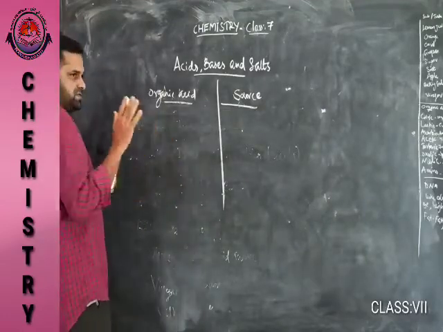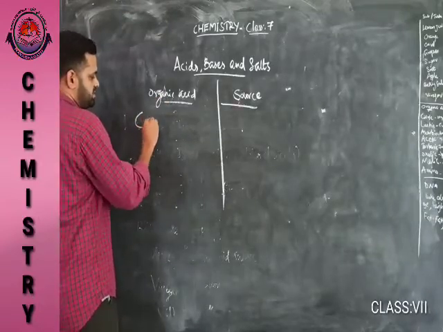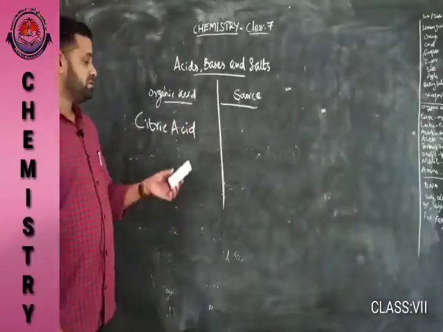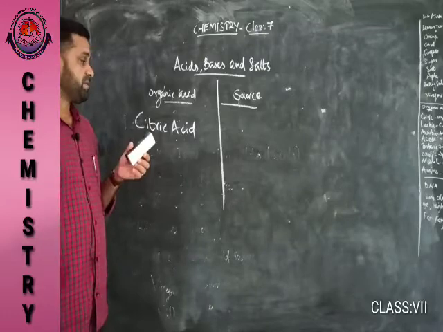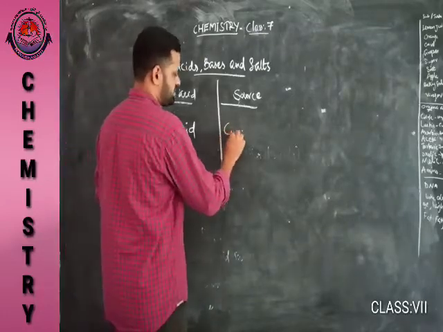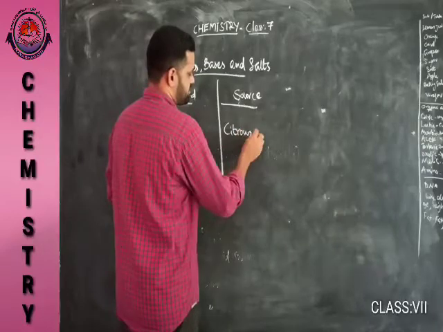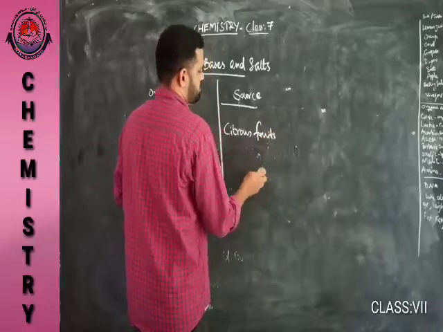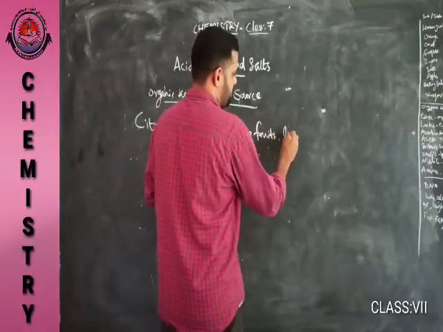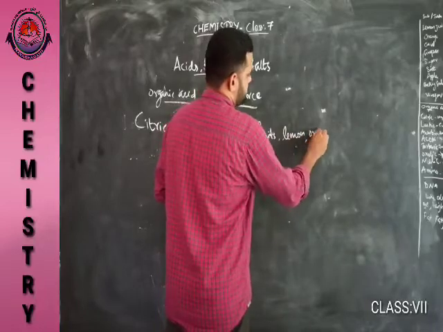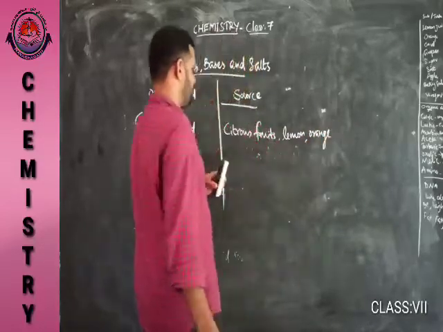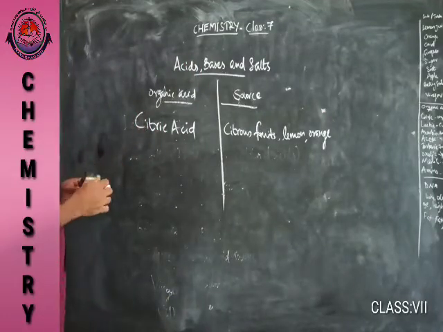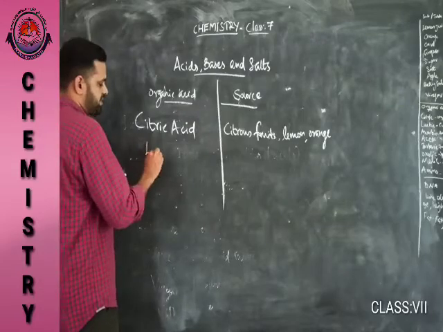The first one is a very familiar acid, citric acid. From where do we get citric acid? From citrus fruits. What are citrus fruits? Citrus fruits like lemon, orange, etc. Lemon and orange contain citric acid.